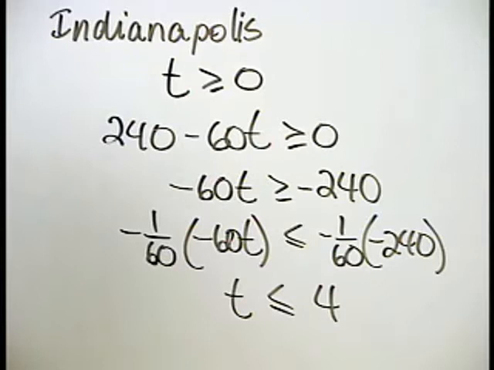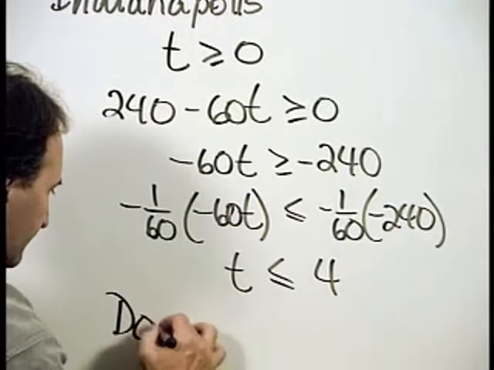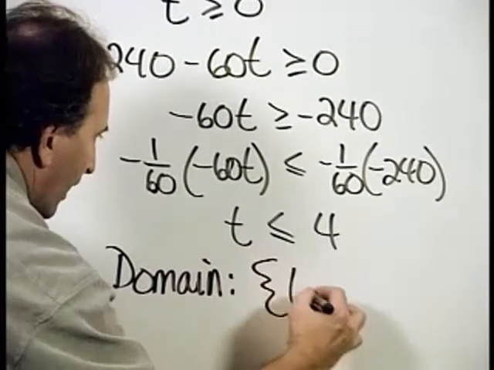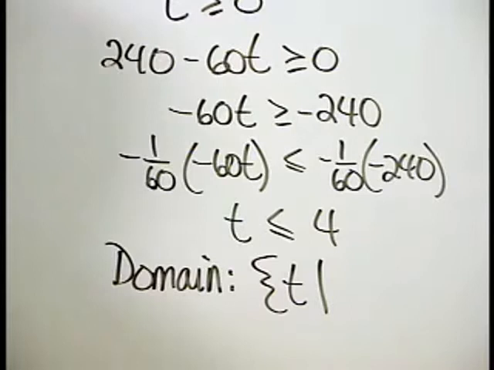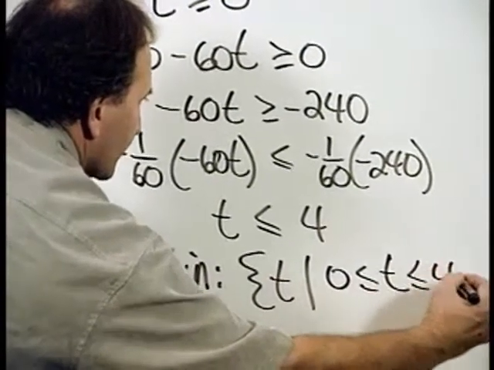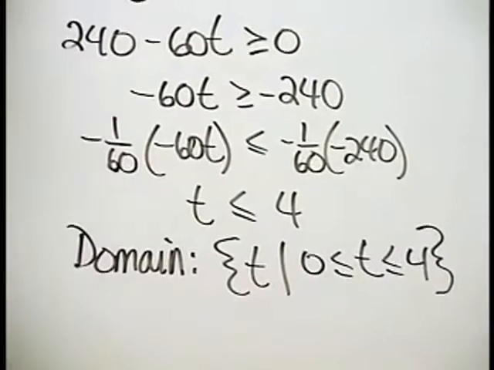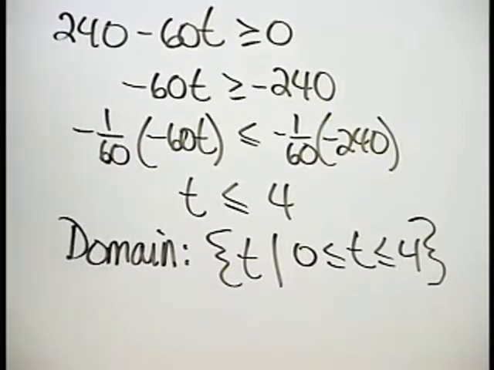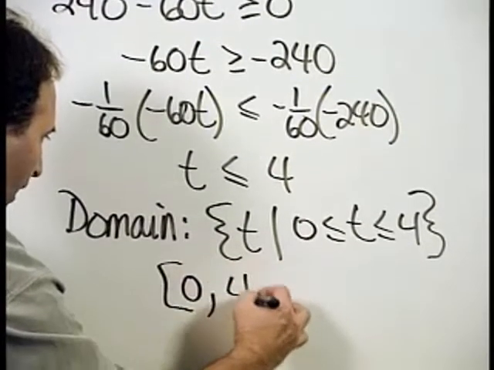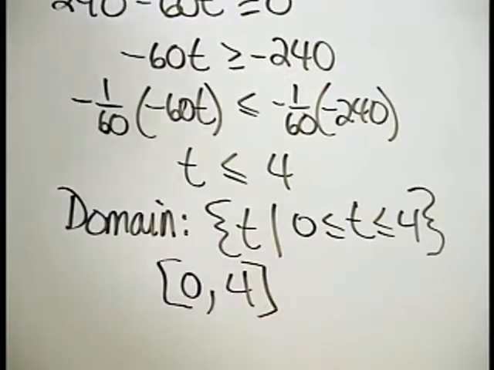Combining all of that together, what we find is that the domain can be written as the set of all t such that 0 is less than or equal to t is less than or equal to 4. And if we want to write that in interval notation, we write including 0 up to and including 4.